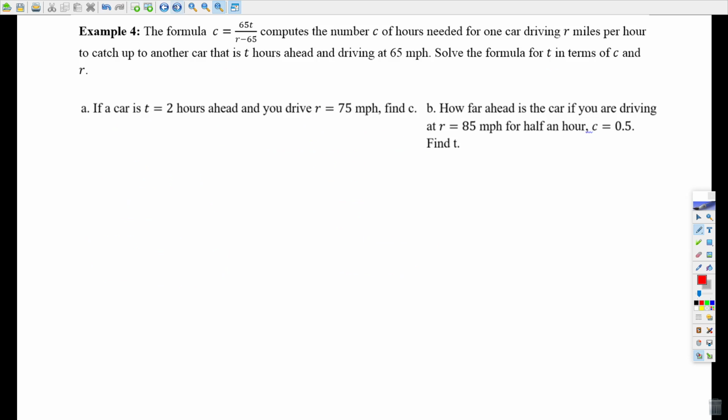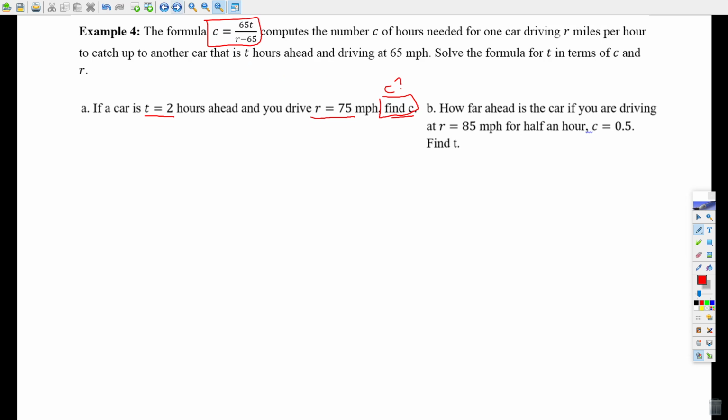And I think that's in the huddle. You're going to be using one of these formulas. So if you look at the huddle, right, example 4, it's using the exact same formulas. So like if you look at part A, it's going to tell you, a car is 2 hours ahead. So it's giving you T. It's giving you R. Find C. So which one's better to use? We're going to use the one that has C in it all by itself. If we're trying to find C, which one has C all by itself? It's actually the original one they gave us.